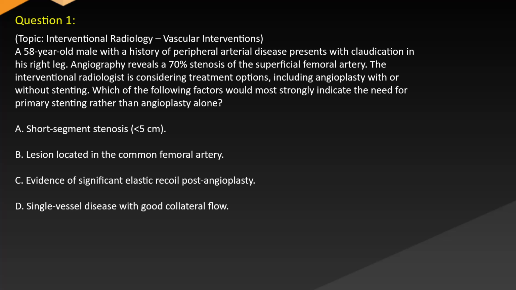The interventional radiologist is considering treatment options, including angioplasty with or without stenting. Which of the following factors would most strongly indicate the need for primary stenting rather than angioplasty alone? A. Short segment stenosis, 5 centimeters. B. Lesion located in the common femoral artery. C. Evidence of significant elastic recoil post-angioplasty. D. Single vessel disease with good collateral flow.